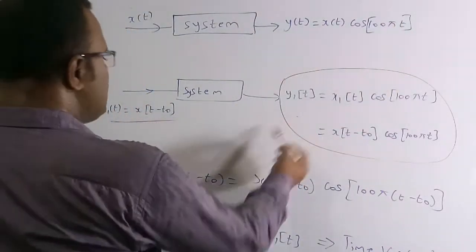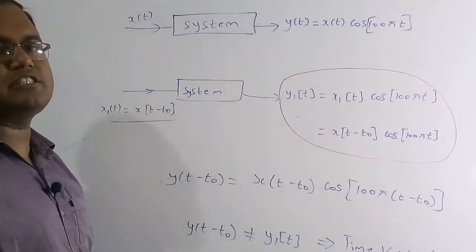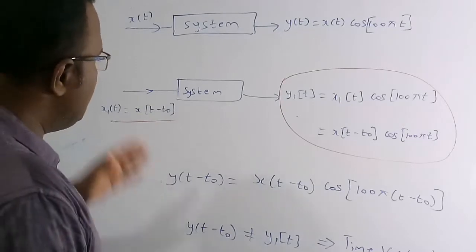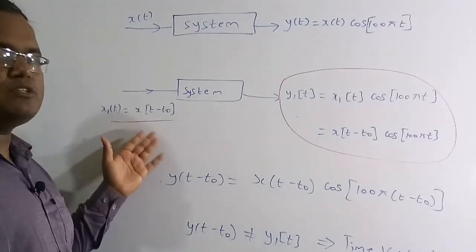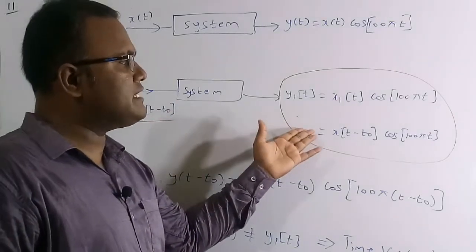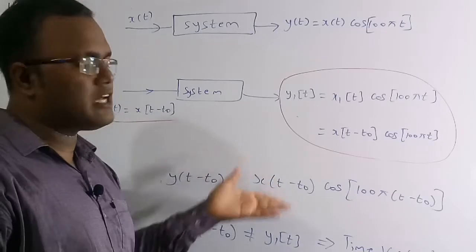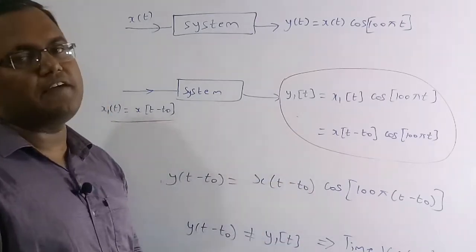So if you compare these two equations, they are not equal. Therefore we can conclude that this system is a time variant system. Means if you give a delay in the input, the same amount of delay has to be present in the output. But in this case we get an output which does not have the same delay as the input. So we can conclude that the system is said to be a time variant system.